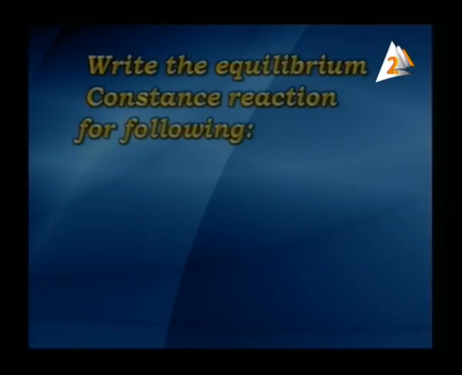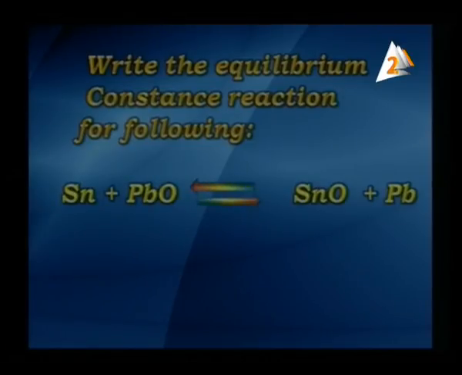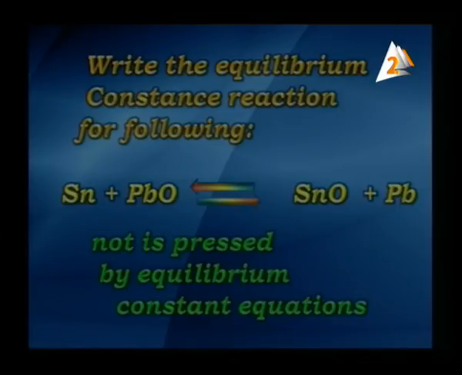Now move to this question. Write the equilibrium constant for the following reaction. As a beginning, we have the equation Sn plus PbO in a reversible reaction giving SnO plus Pb. So here we have a substitution between these elements, but we have another part of this one to calculate the equilibrium constant. This type of oxidation and reduction reaction is not expressed by the equilibrium. Why? Because it involves solids, so it has no equilibrium expression.